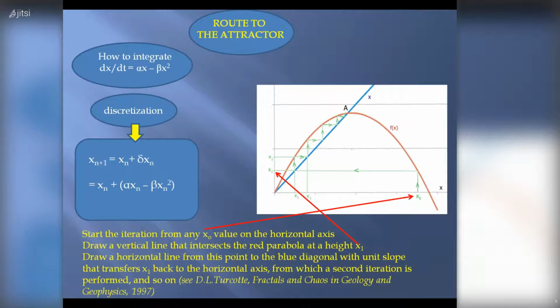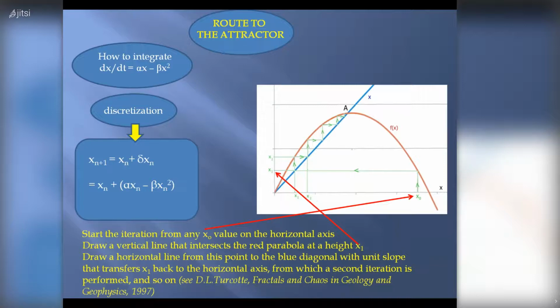Well, okay, this is x1. So this x1 has been transferred back to x1 here. From x1, you start again coming up to the red parabola to get x2 here. And x2 is transferred back to the horizontal axis, and you start again from x2 to the parabola. You find x3, and so on, and you end up with a kind of staircase, which brings you to the attractor. You can notice that here the steps are larger than there, which means that the infection rate, dx over dt, is larger here than close to the attractor or close to the beginning.